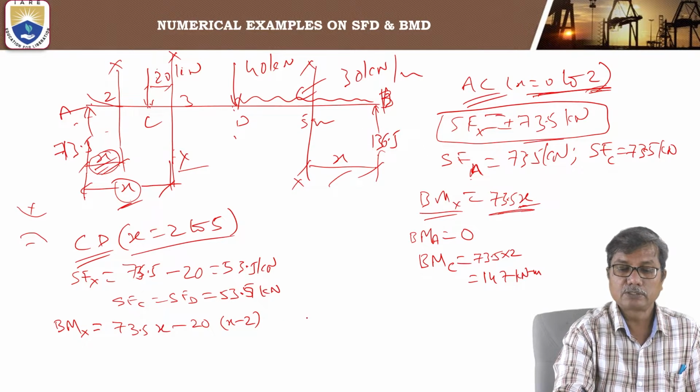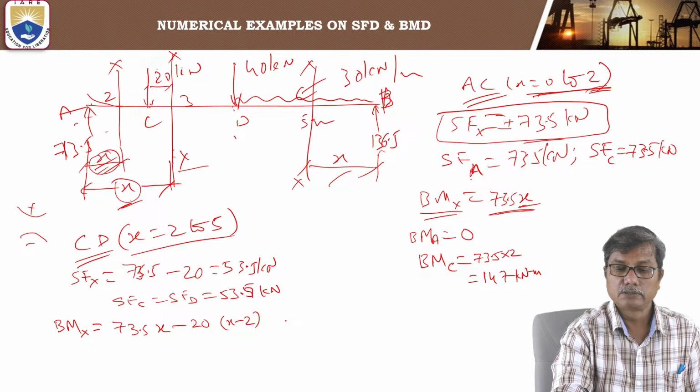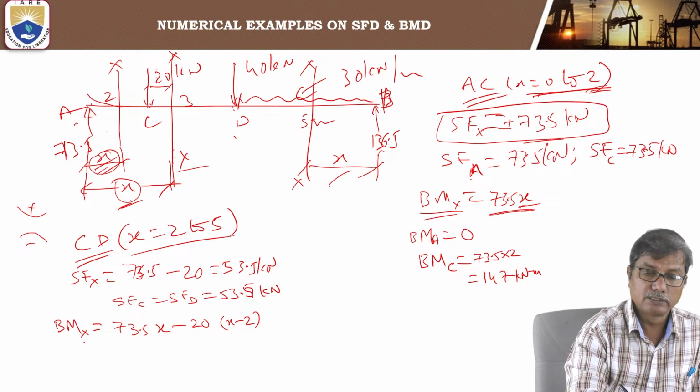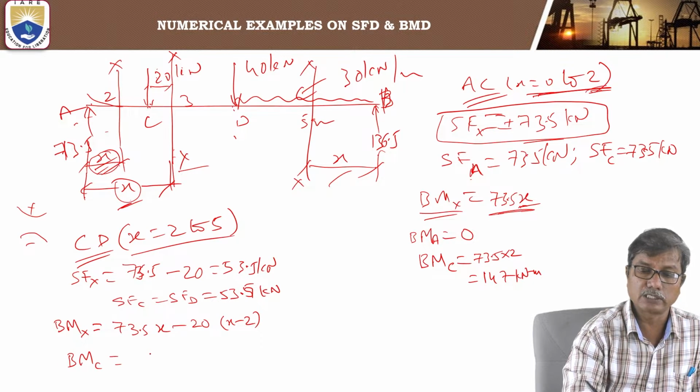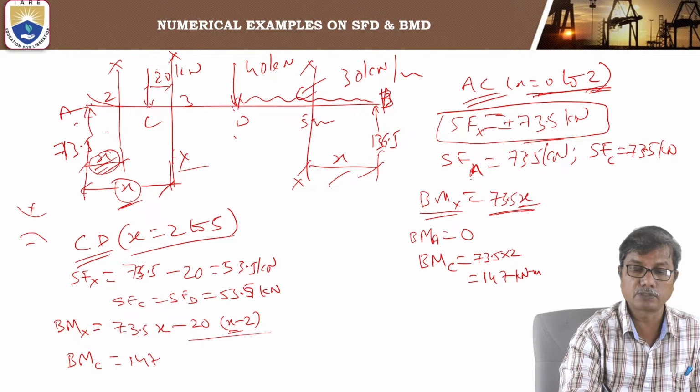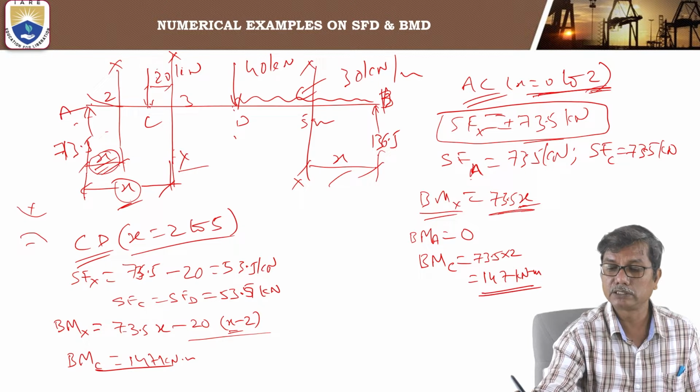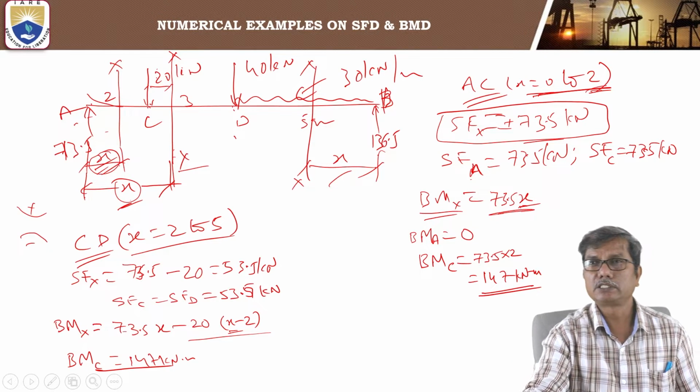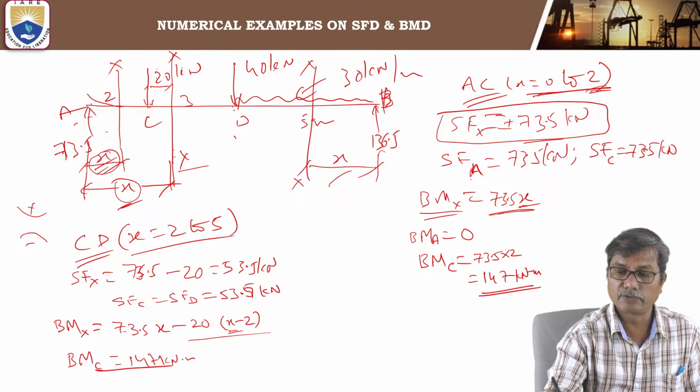So here the limits for x are now 2 to 5. That means at x equal to 2, bending moment at C will be, when x is 2, the second term becomes 0, and you will have bending moment 73.5 into 2, 147 kilonewton meters. This is same as bending moment at C considering section AC. You will get the same value.